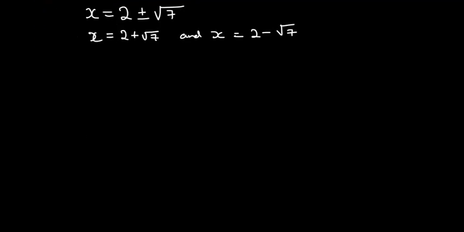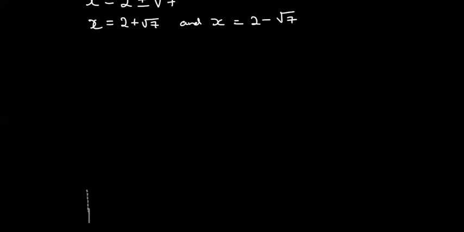So what if you had some other numbers, like for example you've got 5x squared minus 15x, and then also minus 5, equals 0 as an example. So how will you deal with that?